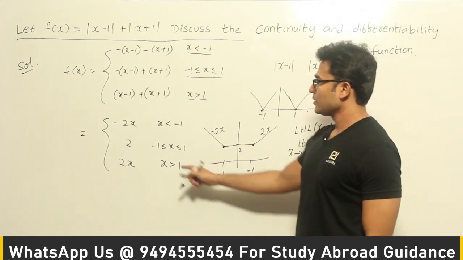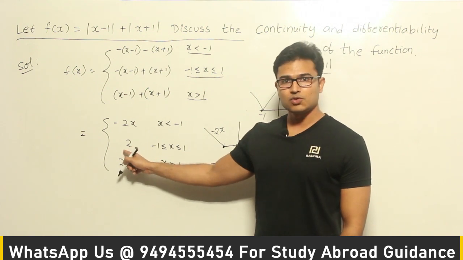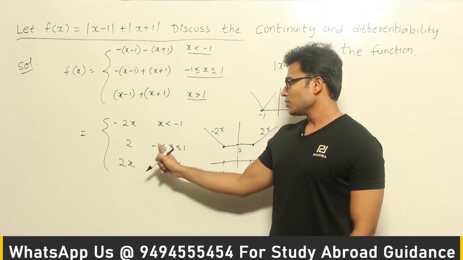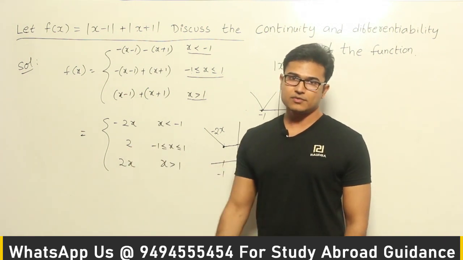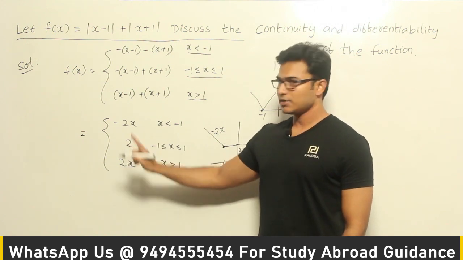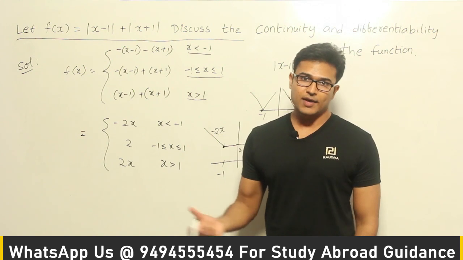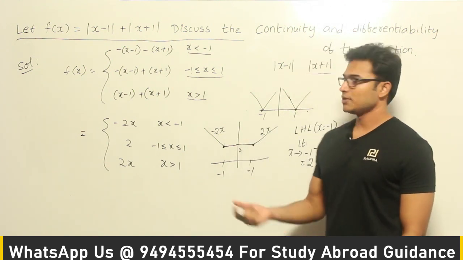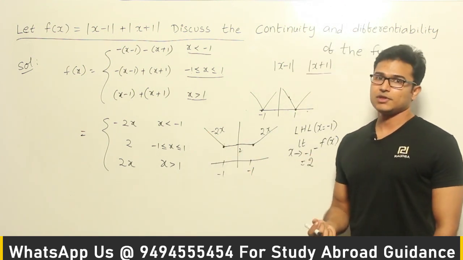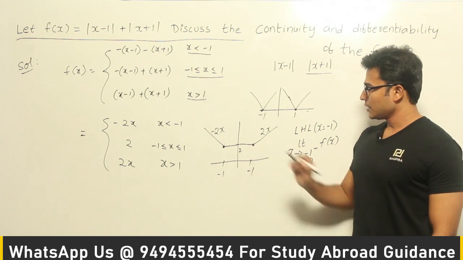And what about its value at -1? It is going to be 2 only. Now what about the value to the right of -1? Sorry, to the right of -1 is again +2. Therefore its left hand limit is equal to the value at that point is equal to right hand limit. So we can say that it is continuous at -1. Similarly, you can do the same thing at +1.